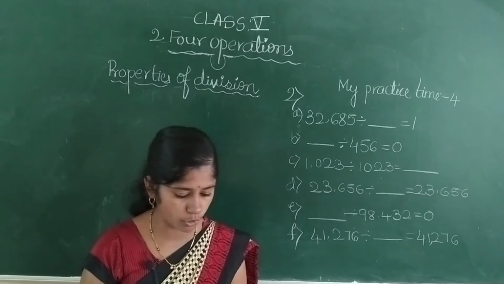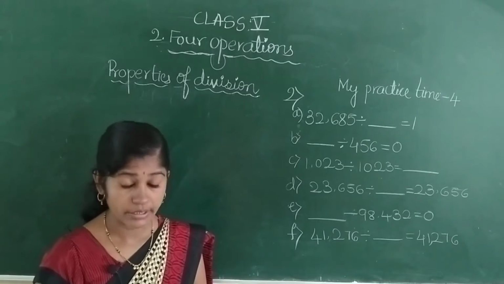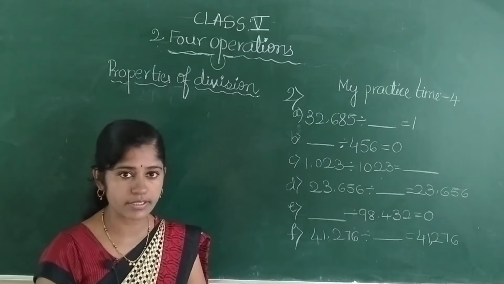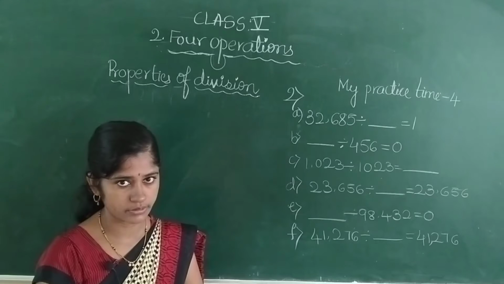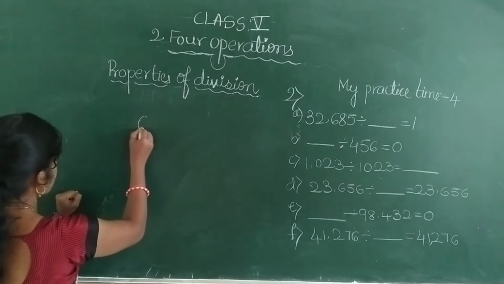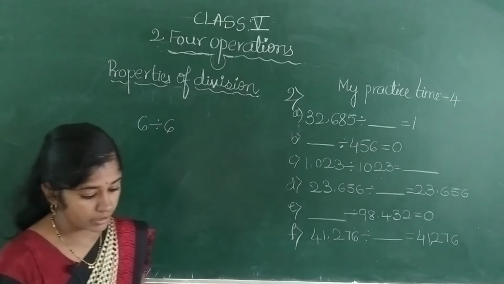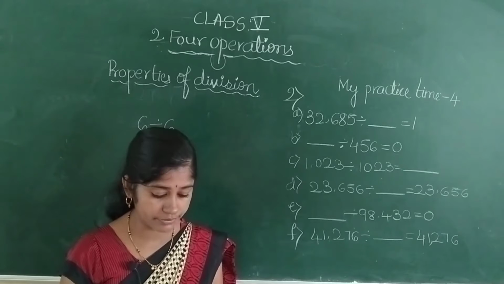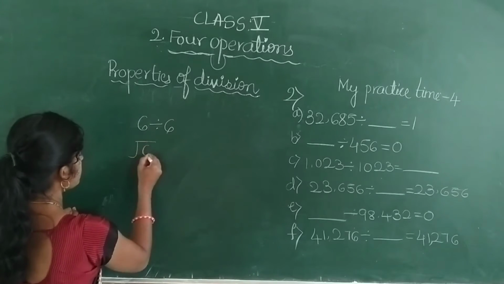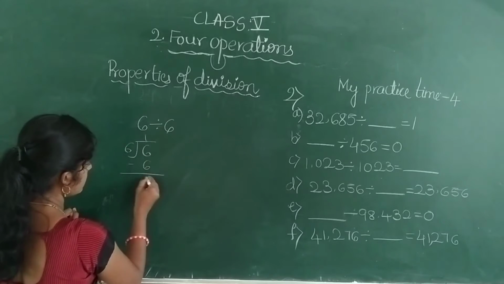The first property is, if a number is divided by itself, then the result is always 1. Let us take one example: 6 divided by 6. If a number is divided by itself, then the result is always 1. So take 6 and divide by 6. 6 ones are 6. 6 minus 6 is 0.